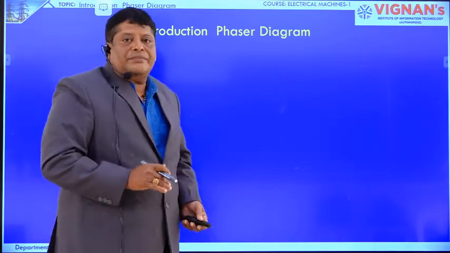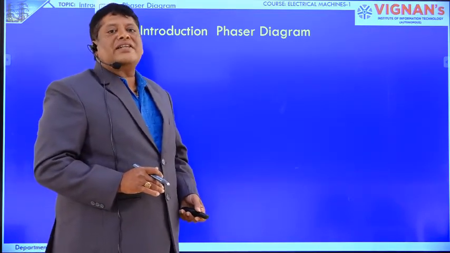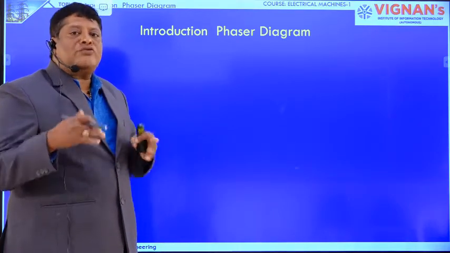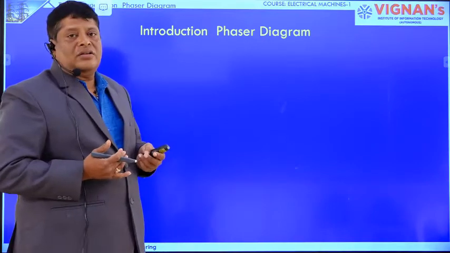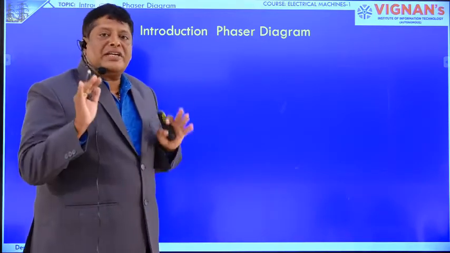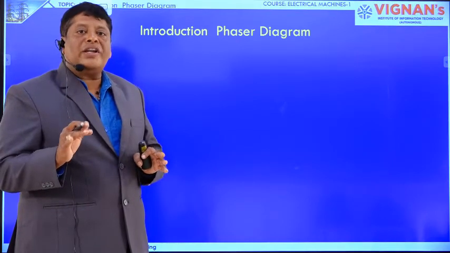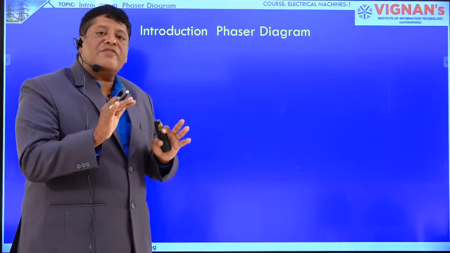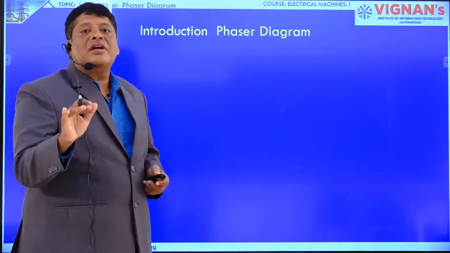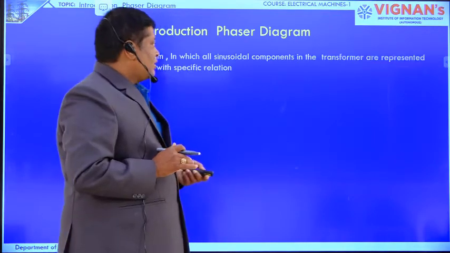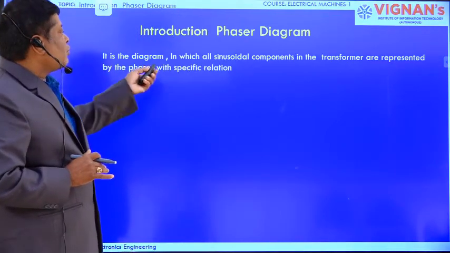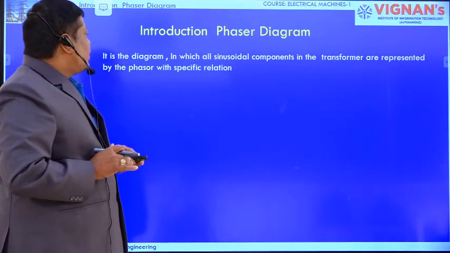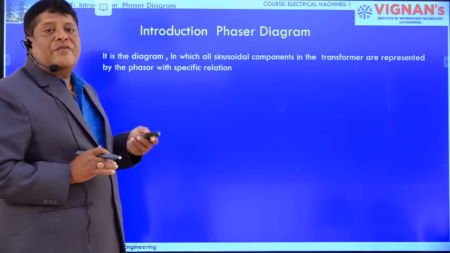Introduction to the phasor diagram. When we explain the transformer, next we are going to develop the phasor diagram of the transformer. What is a phasor diagram? It is a diagram in which all sinusoidal quantities in a transformer are represented as phasors with a specific relation.